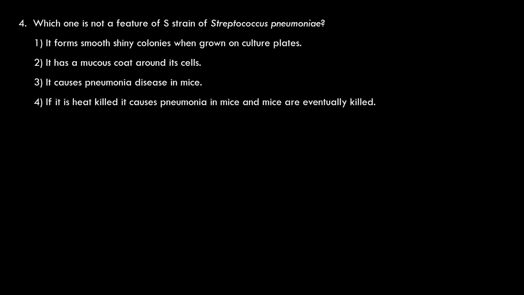Which one is not a feature of S strain of Streptococcus pneumoniae? It should not be a feature of the S strain. S means virulent strain. The smooth and shiny colonies it forms: it forms smooth, shiny colonies when grown on culture plates. This is a feature of S strain. It has a mucus coat around its cells, as it has got a capsule.